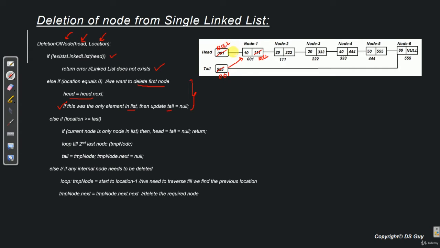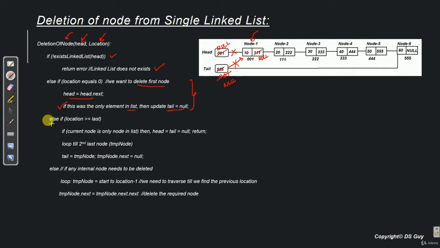So this link gets destroyed. The second thing we have to do is update tail equals null. So instead of node 1 we'll put null over here. That will destroy this link as well. So now, as we can see, node 1 is not being pointed to by any of the references. So node 1 becomes eligible for garbage collection and it automatically gets destroyed.